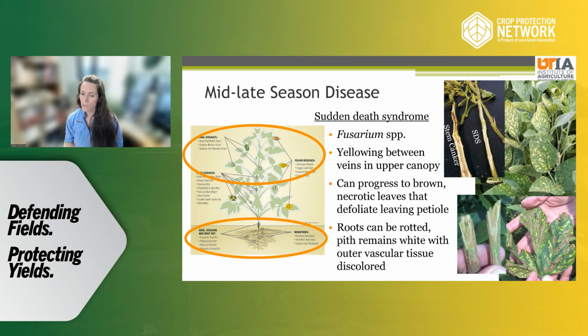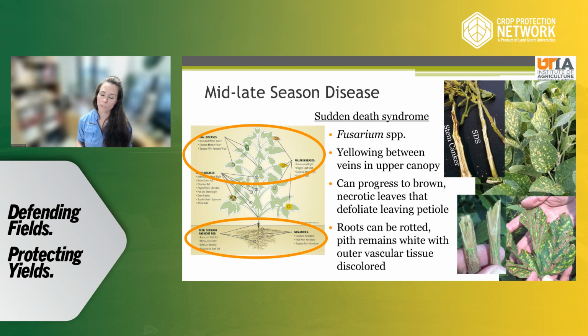Sudden death syndrome is a much more predominant disease in the northern soybean regions. There are occasions we do see it in the south. It is more predominant where you're planting soybean after corn, pushing an earlier planting date, under irrigation, and that in general is a high yield potential field and production. And so again, very similar symptoms on the foliage: yellowing between the veins that can turn brown.